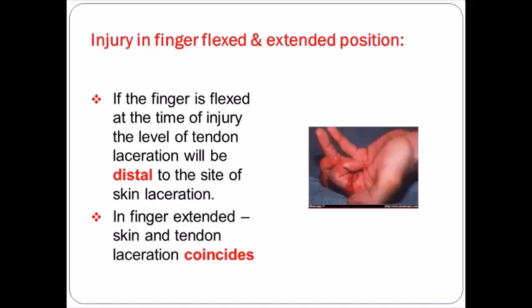Now, it is very interesting to see if the finger is flexed and the injury happens during that time. That is the reason when the patient comes to us, we go for the history of injury. If the patient had a flexed finger during injury, the laceration site of the skin and the laceration site of the tendon may not coincide, because when the finger is in flexed position, the tendon will pull proximally, so it will not coincide.